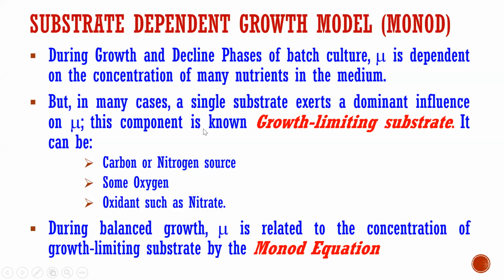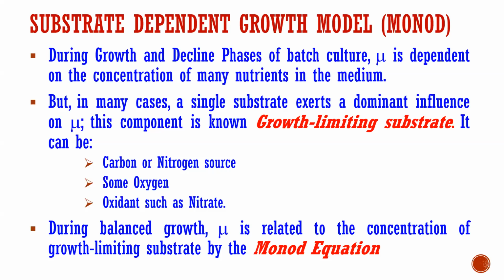And this component is known as the growth limiting substrate, right? So for growth limiting substrate, it can be a carbon or nitrogen source, can be some oxygen, can be an oxidant such as nitrate, right? So usually we deal with carbon as the growth limiting substrate. Yeah, please take note, there probably are many substrates in the broth or the media, but for Monod, we only take a single substrate, okay?